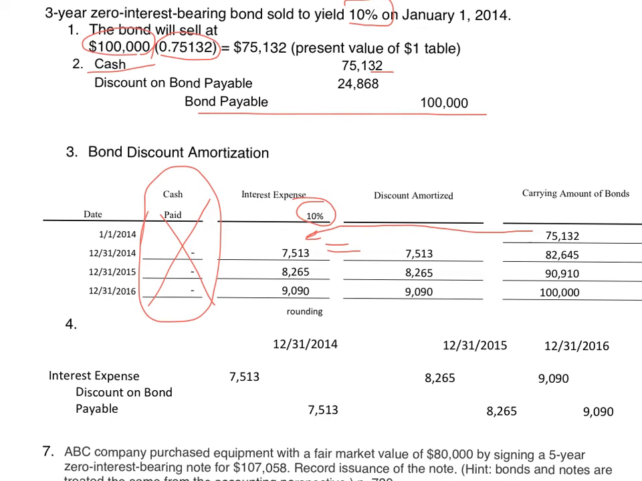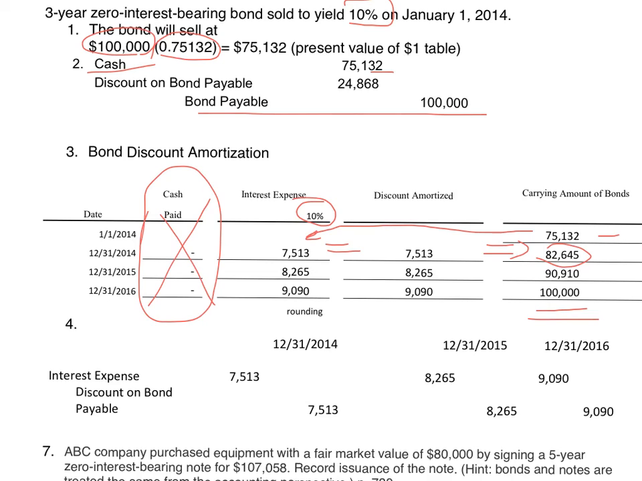To figure out carrying amount of the bond, we will have to take carrying value for prior year and add discount amortized. That's how we come up with 82,645. And the same thing year after year. So at maturity date, we will be exactly at $100,000, your principal amount.